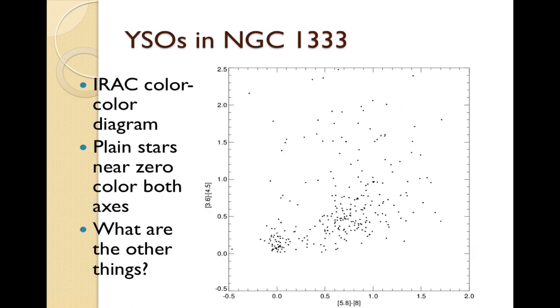So here's a real-life IRAC color diagram. Here's 3.6 minus 4.5. Remember, the bracket notation means I'm taking the difference in magnitudes, 3.6 minus 4.5. This is the same fundamental thing as the ratio of fluxes. So 3.6 minus 4.5 on this axis, 5.8 minus 8 on this axis. Where are the plain stars? Near zero in both axes. This clump are the things that don't have disks.